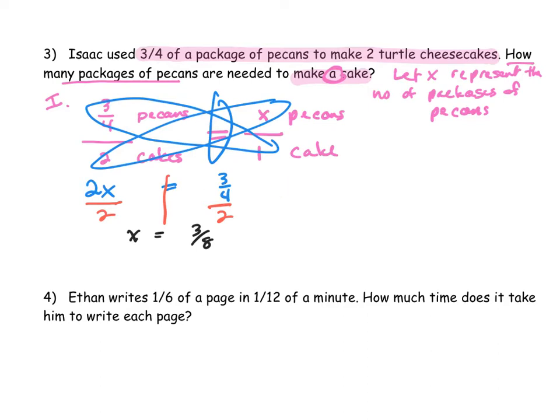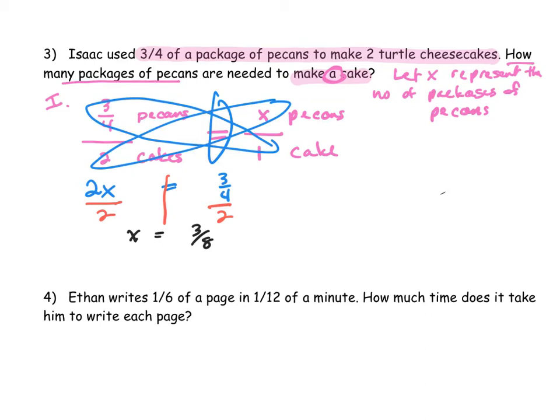Before we move on, I just want to acknowledge too, because we might not have talked about this for a while. When you enter this in your calculator, you're going to enter 3 ABC key 4. That enters a fraction, and then divided by 2 in your calculator, just in case you're confused about that.